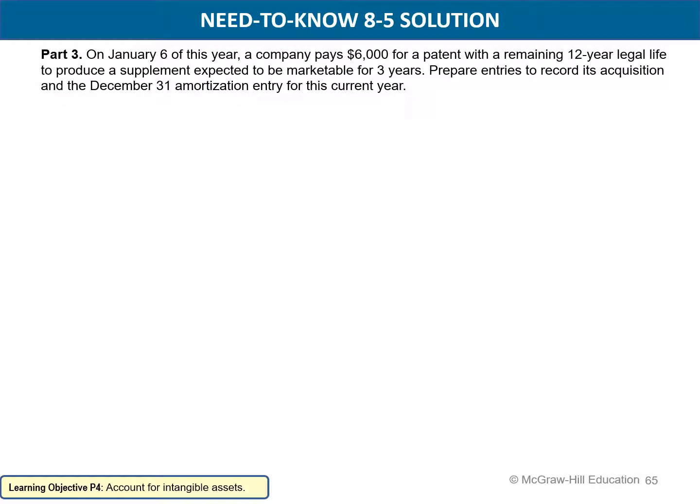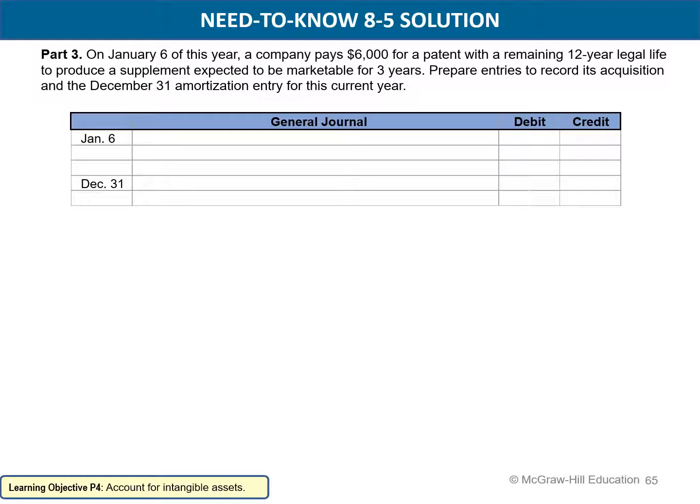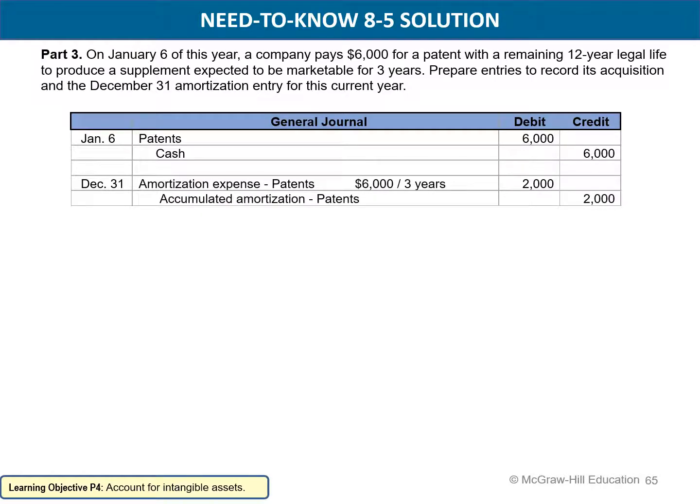In part 3, on January 6th, they pay $6,000 for a patent with a remaining 12-year legal life to produce a supplement expected to be marketable in 3 years. Record the acquisition and the amortization for the current year. On January 6th, we record patents, $6,000. Patents is an asset account. We record our reduction in cash of $6,000. Although it has a 12-year legal life, it's expected to be marketable for 3 years, so we're going to use 3 years. So amortization expense is $2,000 per year, and accumulated amortization is a $2,000 credit.